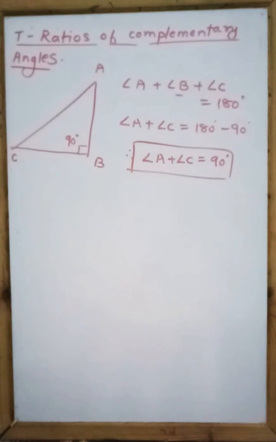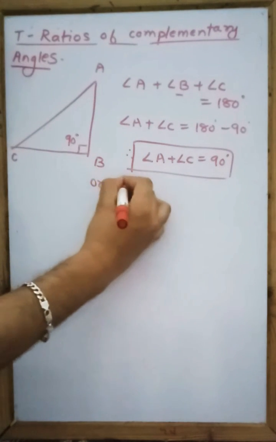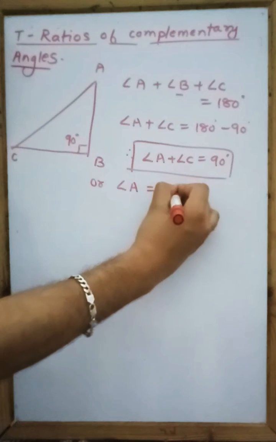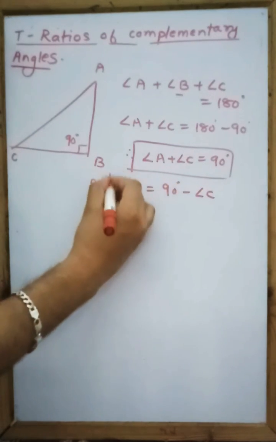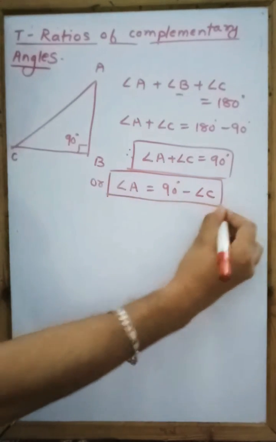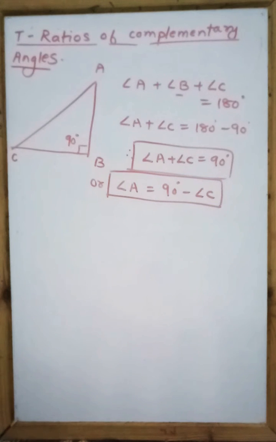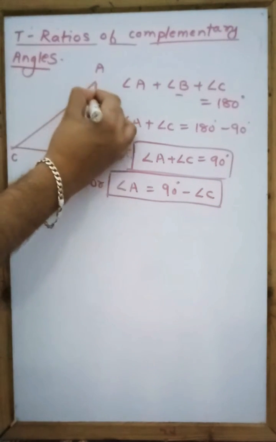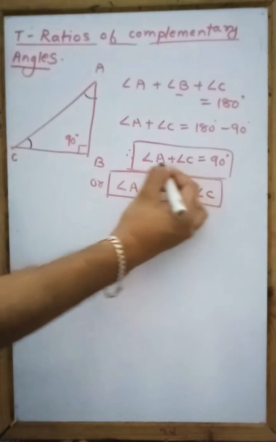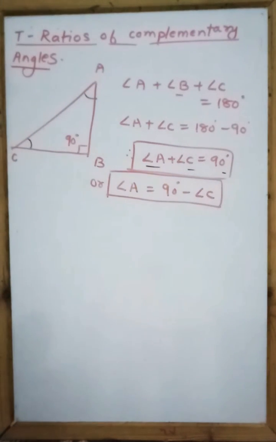So A plus C is 90 degrees, which can also be written as angle A is equal to 90 minus C. Now you know what complementary angles are. Those two angles whose sum is 90 are called complementary. So over here, if you see very carefully, A and C sum up to 90 degrees. So A and C are complementary angles.